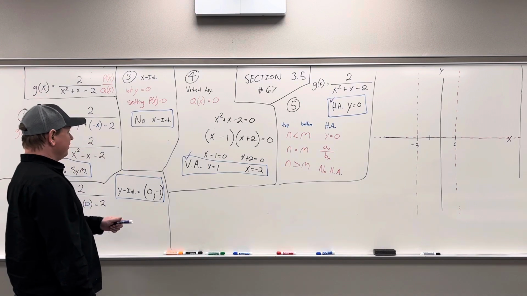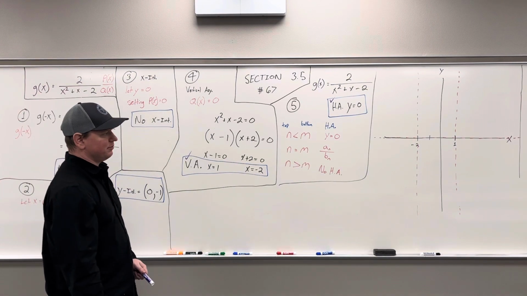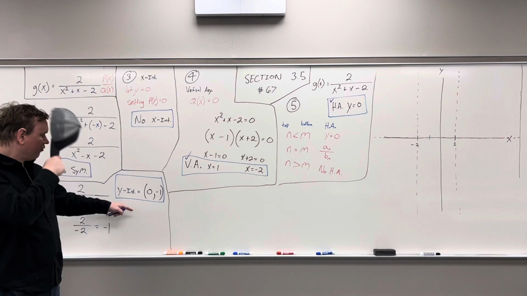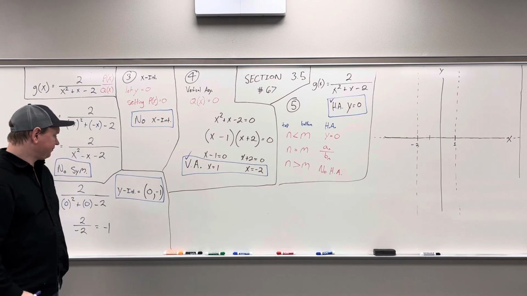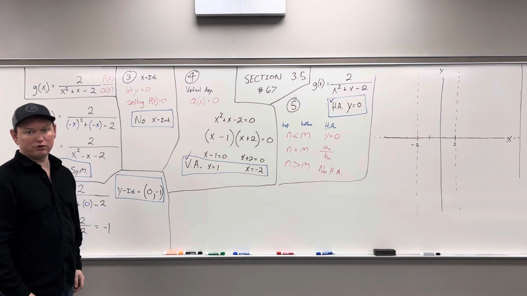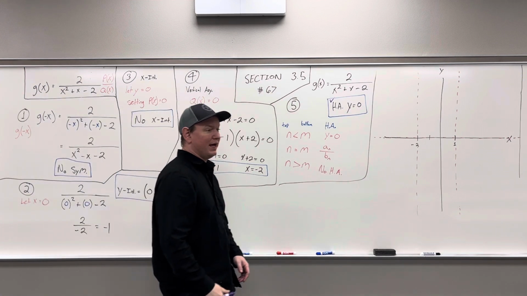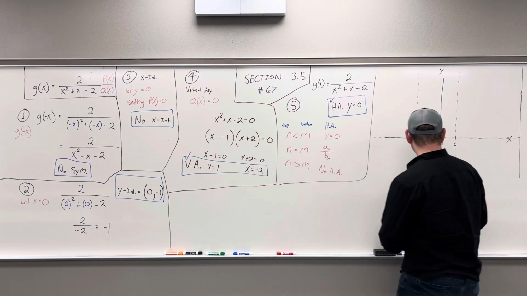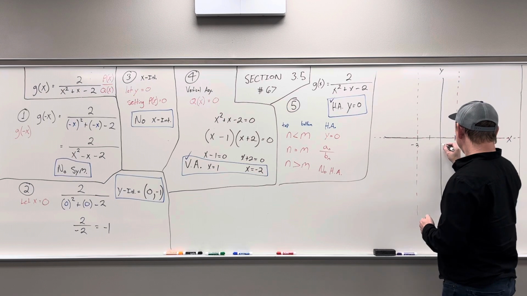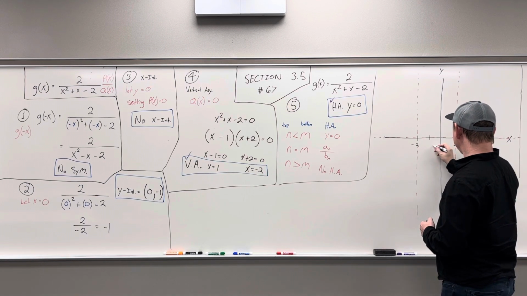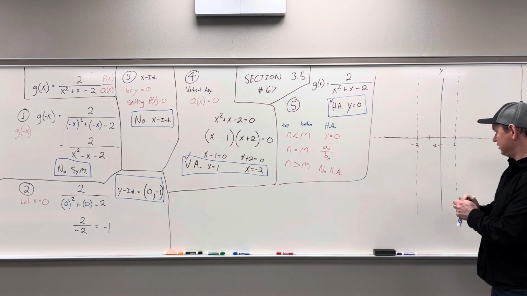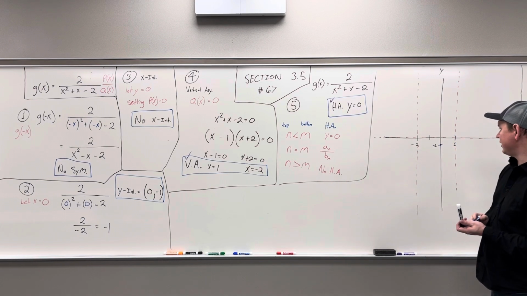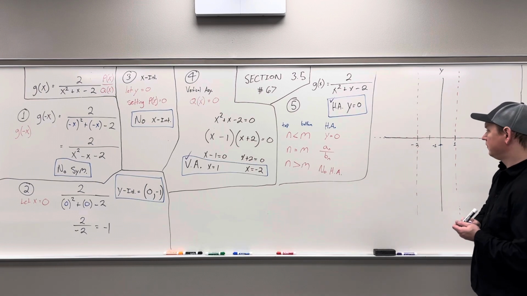All right, and so now let's go ahead. We don't have any x-intercepts. Nice. And then we only have 1 y-intercept, at 0, -1. That means we're going to come down here to, let's call that -1, and we're placing our y-intercept right there. Okay.